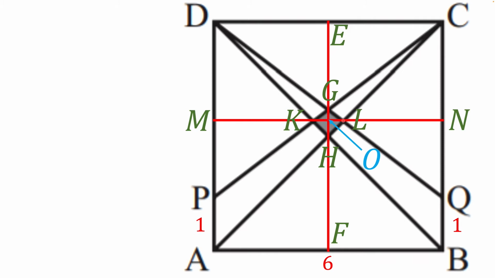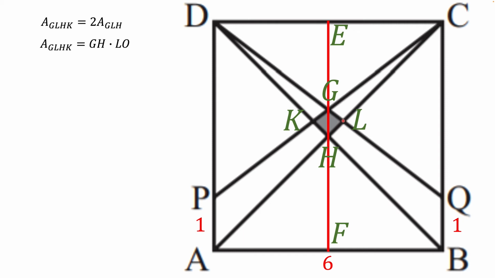And the area of the quadrilateral is two of the areas of those triangles, and that's going to be simply GH times LO. Okay? And now we need to find GH and LO. Let's start with GH.